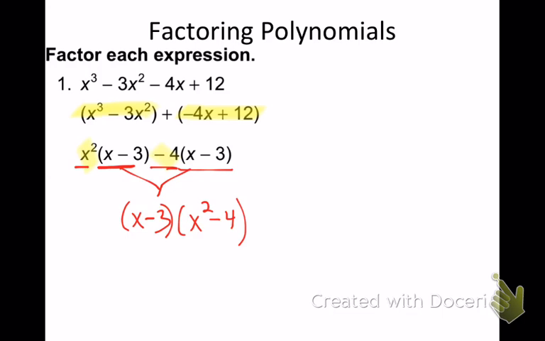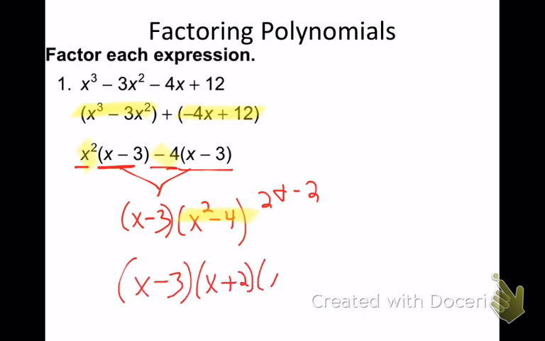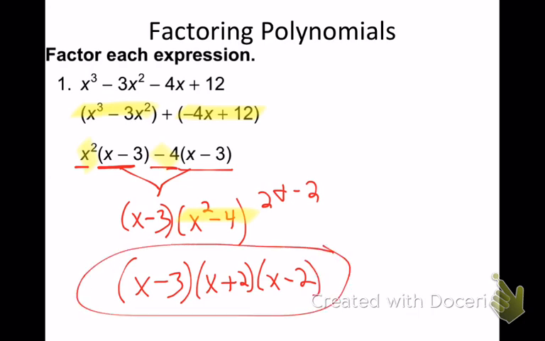Now I want to do my difference of squares here. What's going to multiply to get negative 4 but add to get 0? What'd you say? 2 and negative 2, right? 2 times negative 2 is negative 4. 2 plus negative 2 is 0. So my answer is going to be x minus 3, x plus 2, and x minus 2. There it is right there.